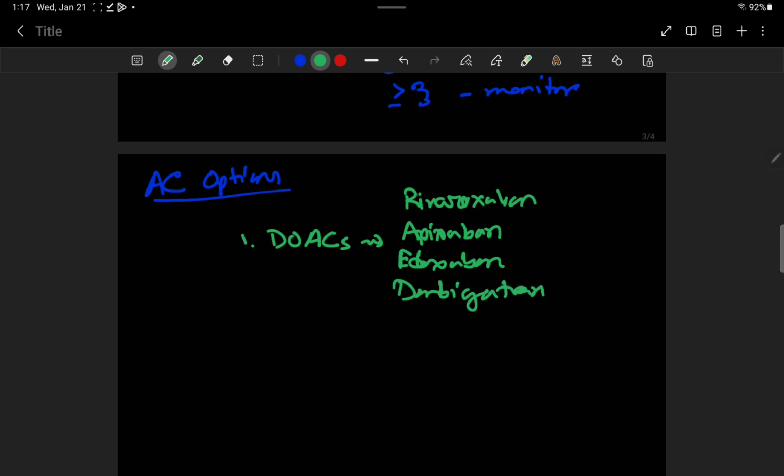There is no routine monitoring, fewer interactions of these drugs are present, and they are as effective as warfarin, which we commonly know. But these drugs need no monitoring, so that's why we are using these drugs more nowadays. And when it is indicated, it is indicated after the risk assessment. So if your stroke risk score is more than 1 in case of a male, that's enough to start the drug, and in a female it is more than 2.